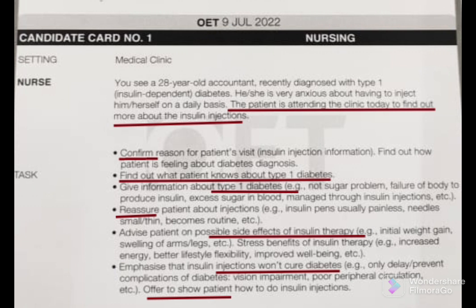Then the next task is to reassure the patient about injections. Before that, I want to tell you that there is no need to give extra information, because you can see that we have only 6 tasks, but inside you have more subtasks. If you give more explanations, you will lose time. So no need to give any additional information. Just explain every task in a simple manner. Then we move to the next task, reassuring the patient about injections, like insulin pens usually being painless, needles being small and thin, and it becoming routine. So we can just start like this.